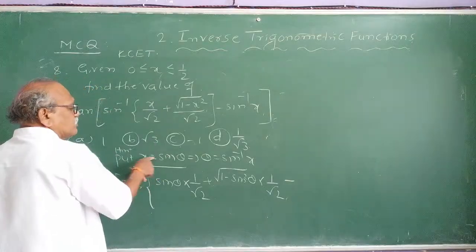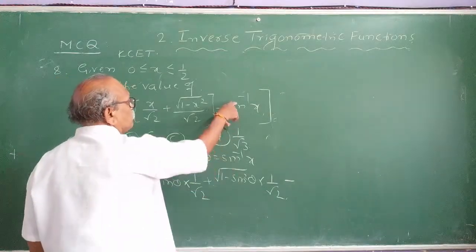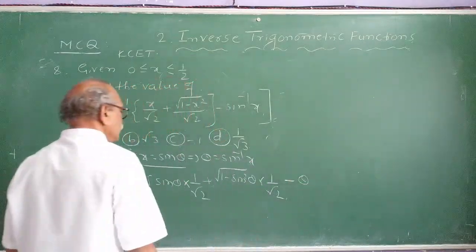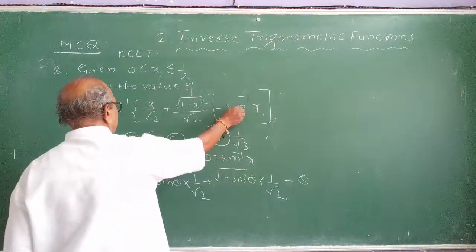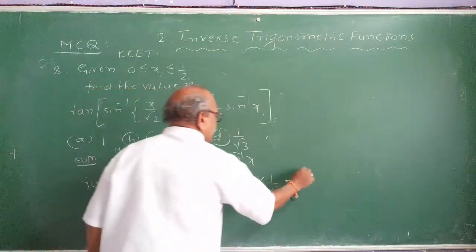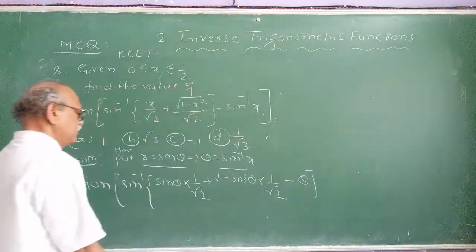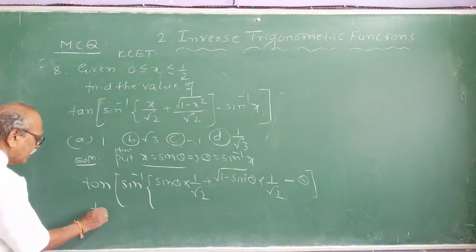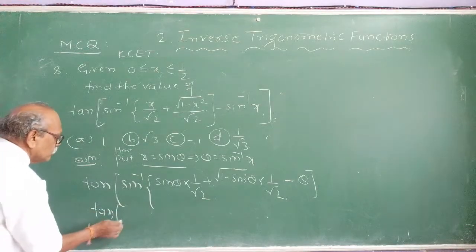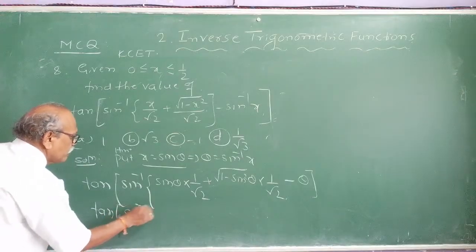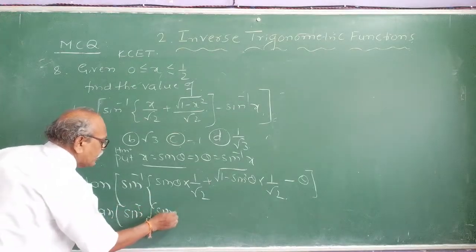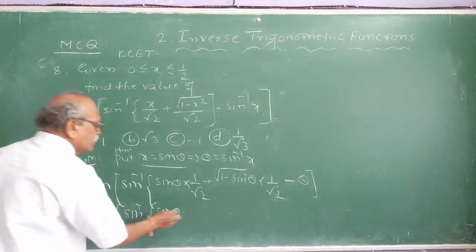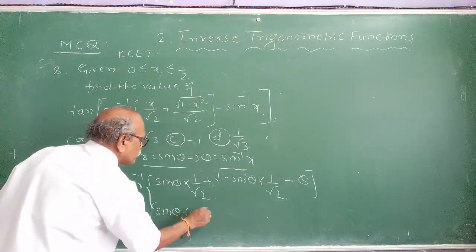when x is equal to sin theta, theta becomes equal to what? Sin inverse x. Therefore, can I write here theta? Sin inverse x means theta. Let me write it theta right now. Now I will get here tan of, can I write, square bracket sin theta into. Can I write 1 by root 2 as cos pi by 4? What is cos 45 degree?